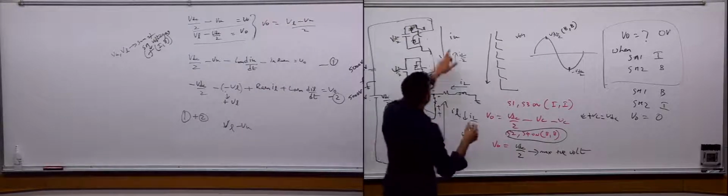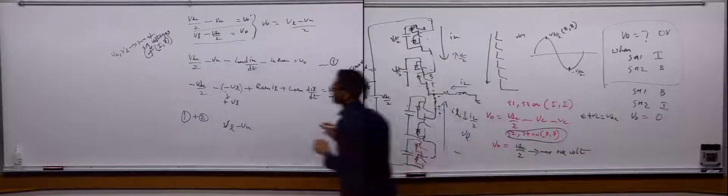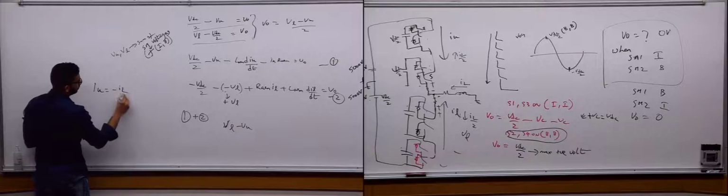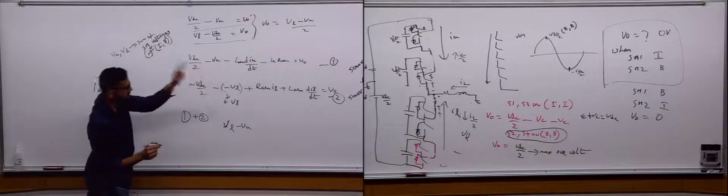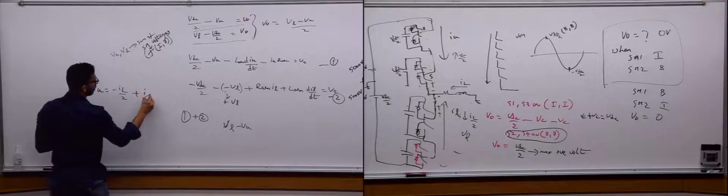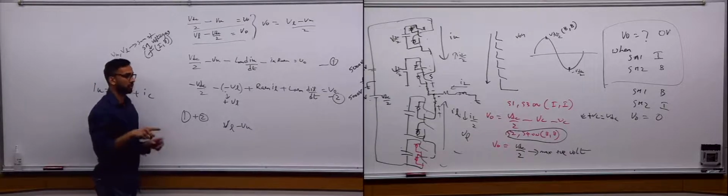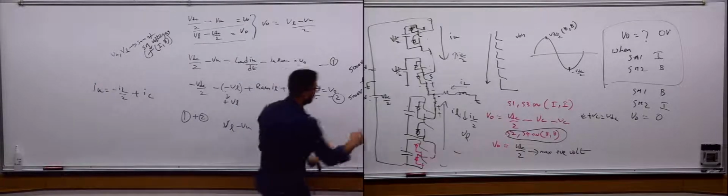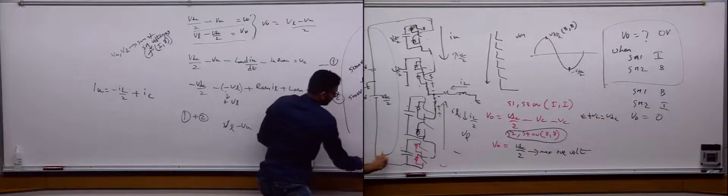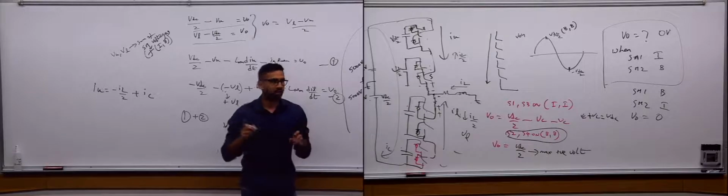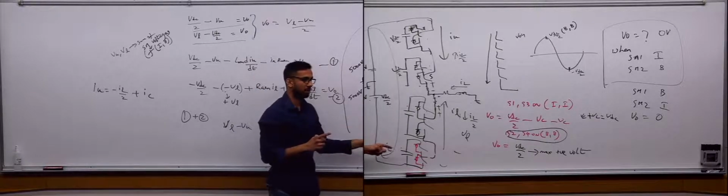So definitely IU has a component minus IL by 2, plus an IC component. What is IC? We will get to that. IC is the circulating current. Circulating current circulates like this. That's IC. Okay. We will get to that, and we will get to how it is created.